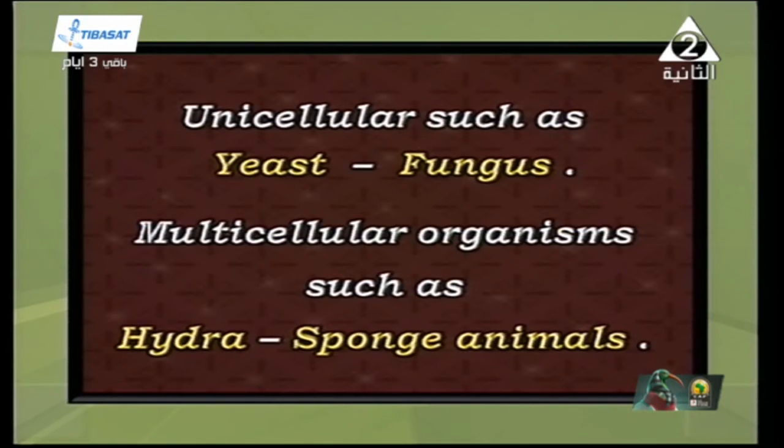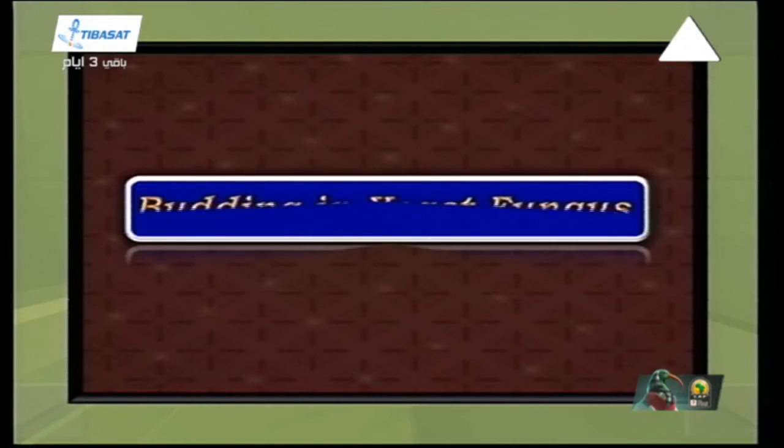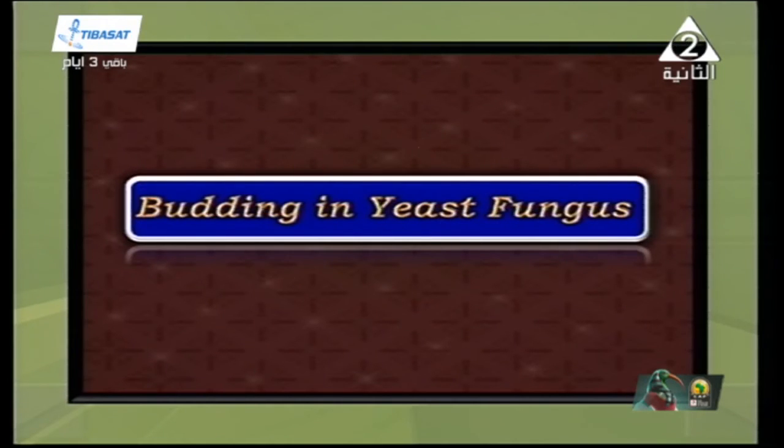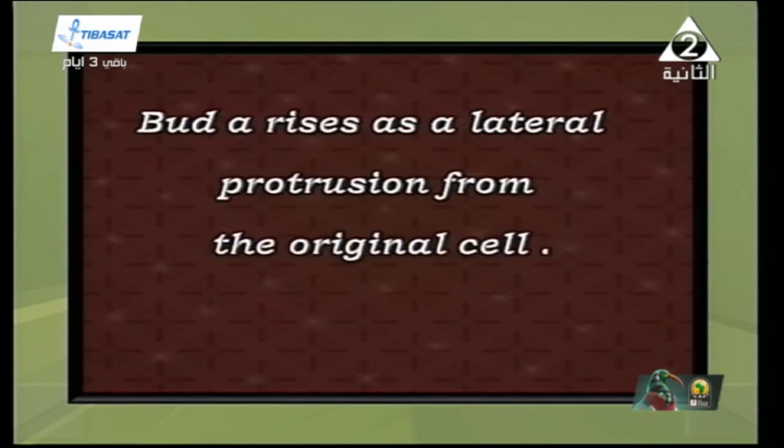But what happens in the case of budding, like in yeast fungus? Let's give you an experiment or activity to show us reproduction by budding. Budding in yeast fungus is the example that we're going to discuss. What happens inside it? Simply, we have one cell, the mother cell, or we call it the parent cell of the yeast fungus. The nucleus inside it divides into two nuclei.